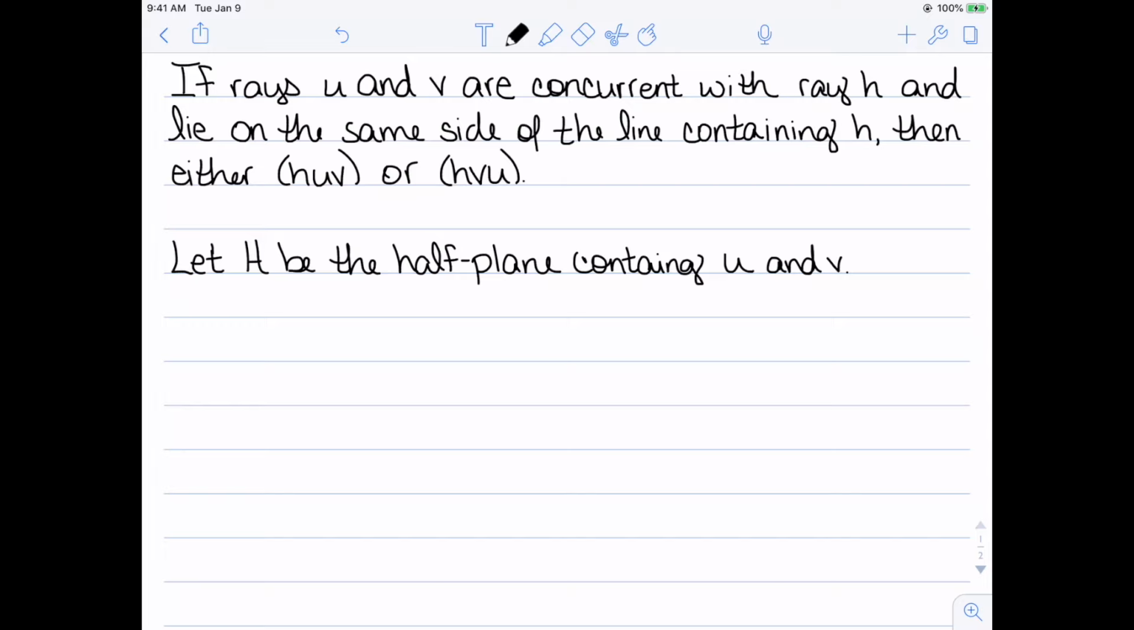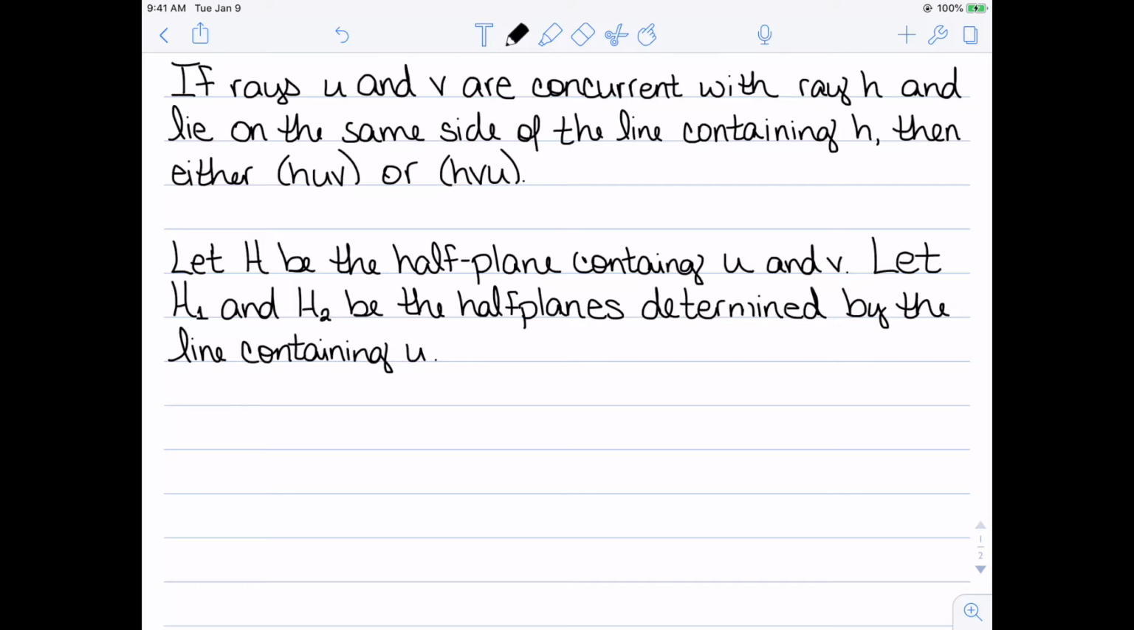We're going to let h be the half plane containing u and v, with the obvious exception of the endpoint that actually lies on my ray h. We're then going to let h1 and h2 be the two half planes that are determined by the line containing my ray u. We know that h has to be in one half plane and h prime has to be in the other, so we're going to say h is in h1, h prime is in h2. And if that's not accurate, just switch the labelings on those half planes so that it is.